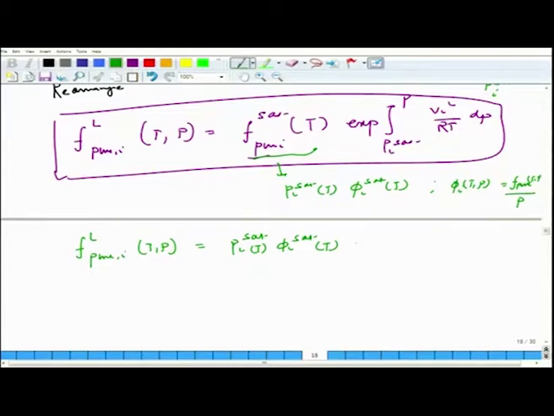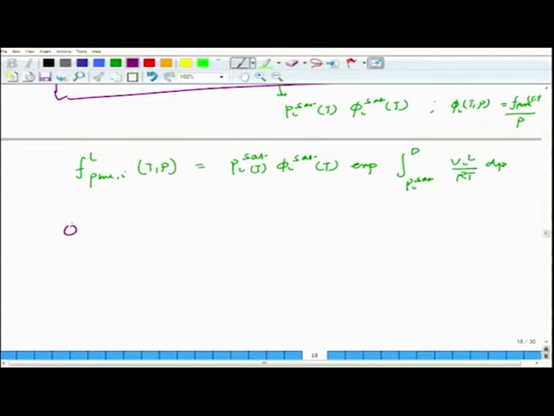Then this term is the exponential of the integral from Pi sat to P of ViL by RT dP. Now, note that phi sat is a function of T and Pi sat. Since there is the constraint due to the condition of saturation, this can be written simply as phi i sat at T. So it is dependent on only one variable.